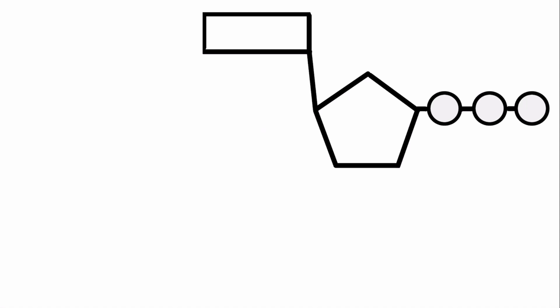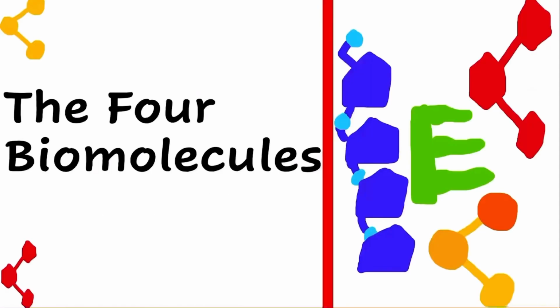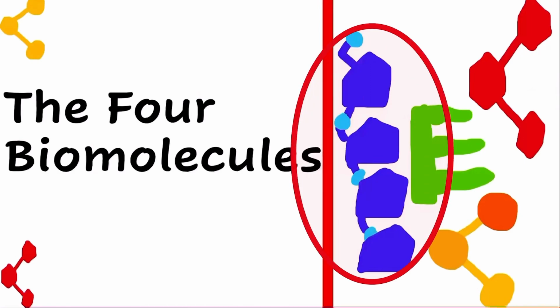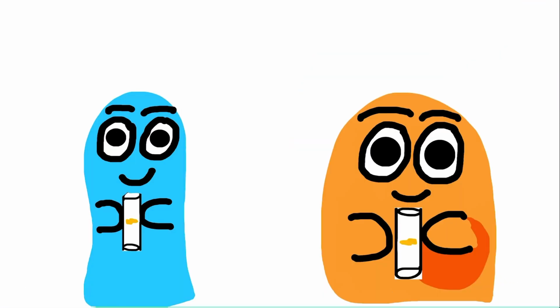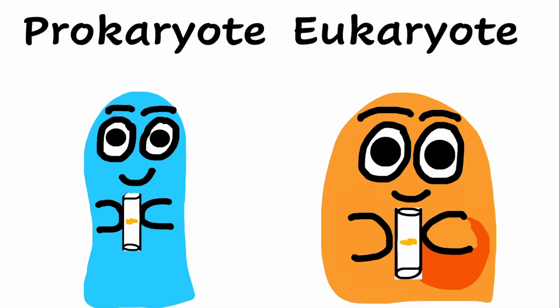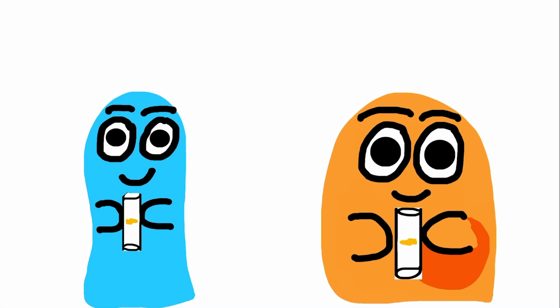ATP is a nucleic acid. Remember from the 4 biomolecules video? Nucleic acids are a biomolecule. Well, cells have to make ATP. It doesn't matter what type of cell, prokaryote or eukaryote, we have to make ATP. The process of making ATP can be different depending on the cell.